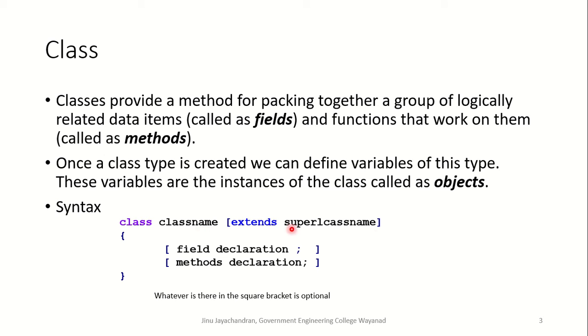there is an optional part which says extends superclass name. This comes if you are inheriting this class from a different class. Inside the class, you can then have a field declaration and a method declaration. Whatever is in the square brackets is optional. So you can have only field declarations, only method declarations, both of them together, or none of them. So this is basically a class.